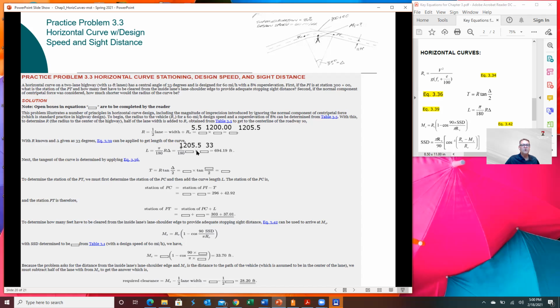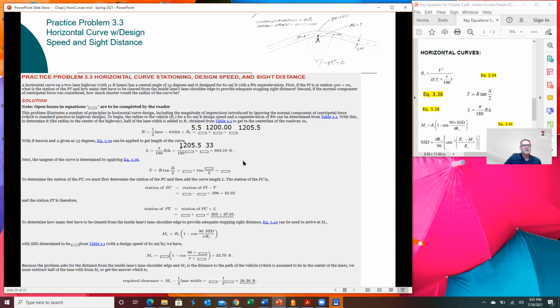So when you do that, you put in R, not R sub V of 1200, but R, which is 1205.5, and you multiply it by the delta, which is 33, which is a given, and you end up with 694.19. Now, I did that calculation earlier today, and I got something a little bit different than this figure. I think this is the one where my rounding was a little bit different, but we'll go with the figure that they have here. It's not off by much, it's just a small amount.